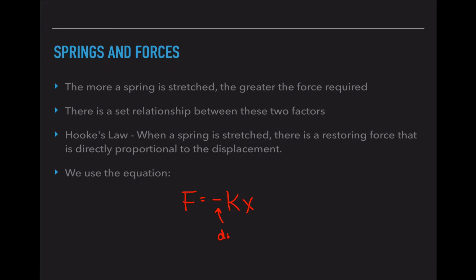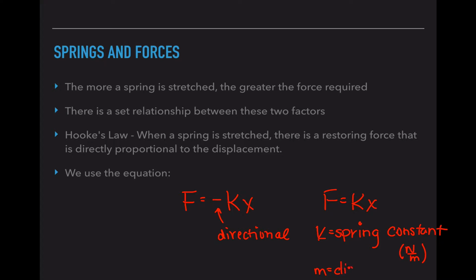Now this opposite is just directional. I'm not going to be picky about it when it comes to equations because it just tells me that it's the restoring force, or the force that it feels as it goes backwards. So for our math purposes, you could just use k times x. And remember, k is the spring constant, and that's measured in newtons over meters, and x is the distance stretched, and that's in meters. Okay, so force is equal to k times x.